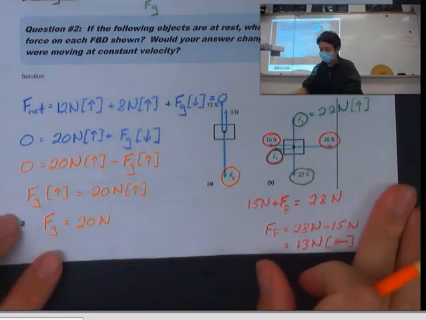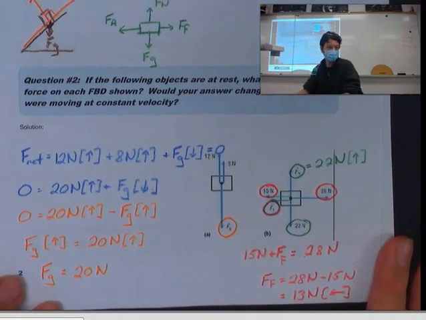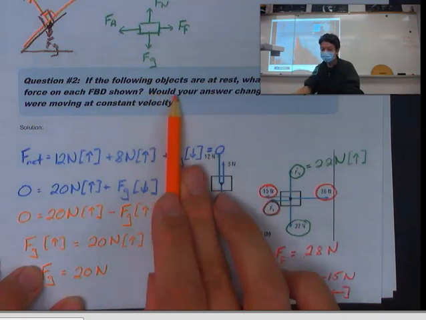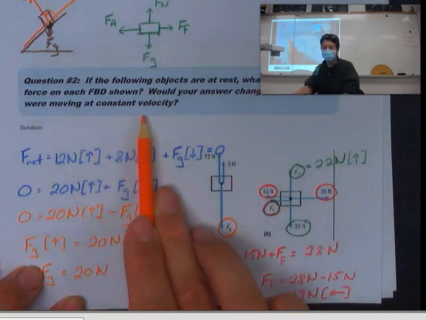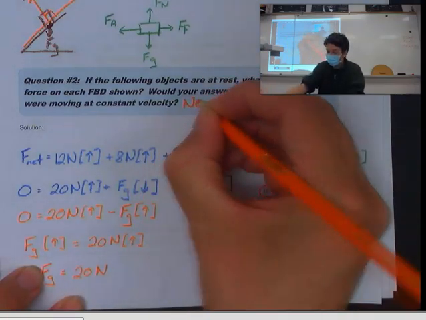All right, so good question. Because they're at rest, all the forces add to 0. But the second question says, would your answer change if the objects were moving at constant velocity? And the answer is no.